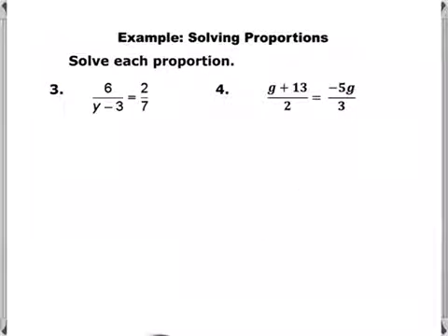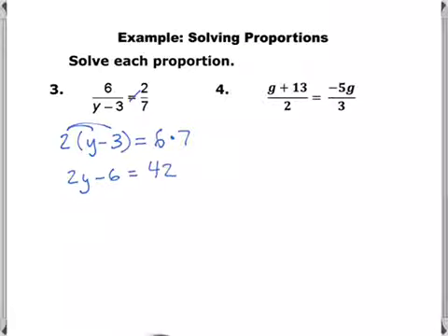Example 3. Now we're starting to introduce small expressions into our proportions, so we have to make sure that when we're multiplying across, we're also distributing that value. So in this case, we're going to cross multiply the 2 and the y minus 3. So you end up with 2 times the quantity y minus 3 equals 6 times 7. On the left side, we should be distributing this 2 throughout. So we get 2y minus 6 equals 42.